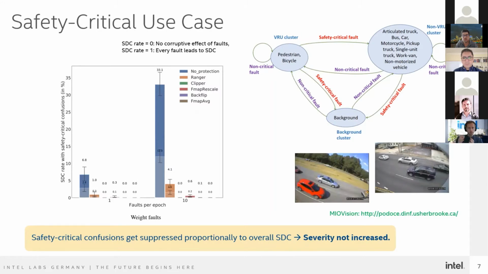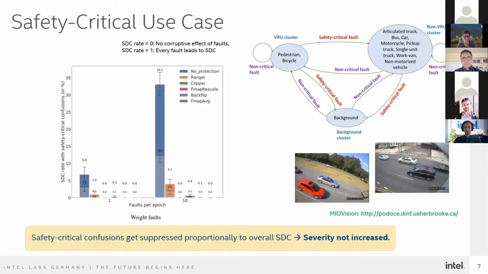And whenever we have a confusion from a more vulnerable to a less vulnerable class, we consider this confusion as particularly safety critical, because you would interact in a less cautious way with this object. And in this simplified risk model, we can quantify how many class confusions are critical or non-critical and how they get mitigated with the protection method that I described.